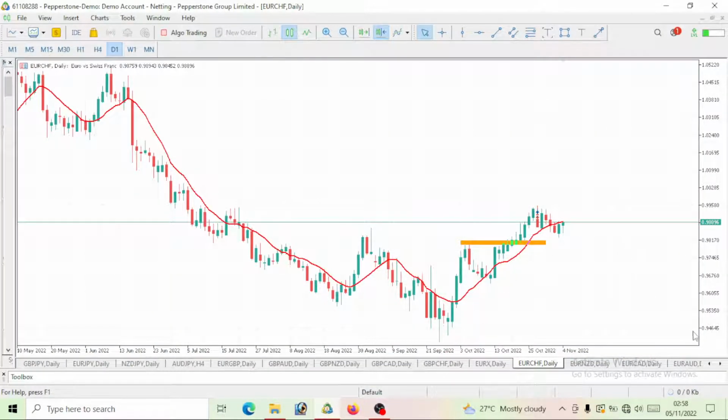Welcome back, guys. Let's take a look at our Euro Swiss franc, Euro New Zealand dollar, EURCAD, and EURAUD for this week. We want to try and see how our Euro pairs will be moving this week, right?